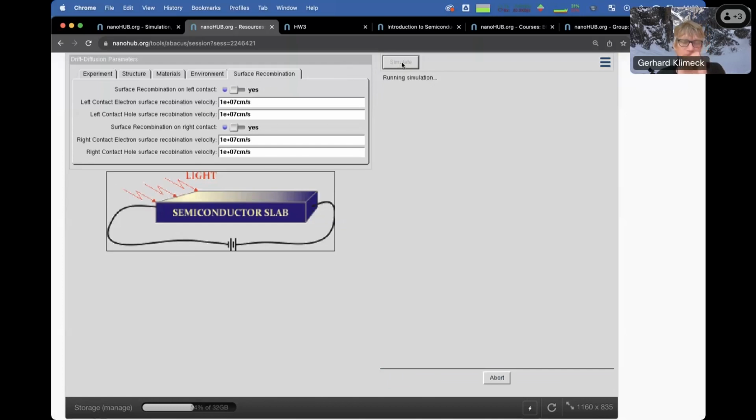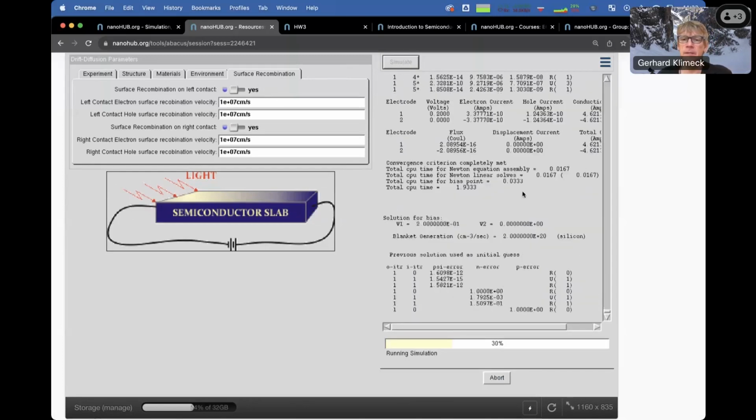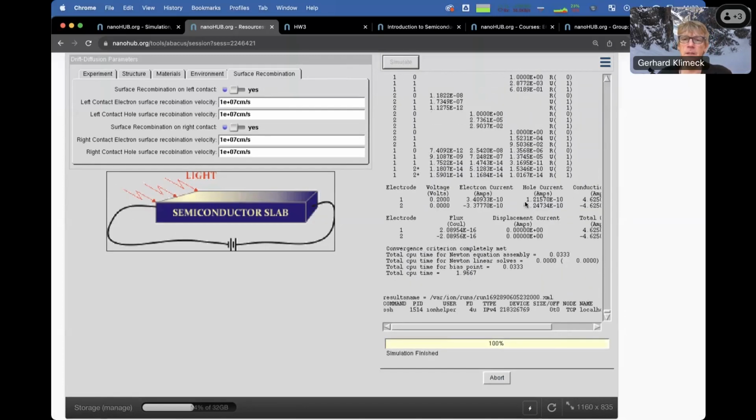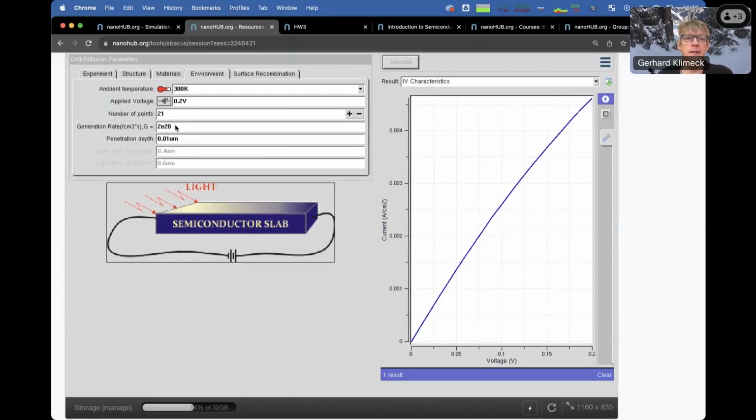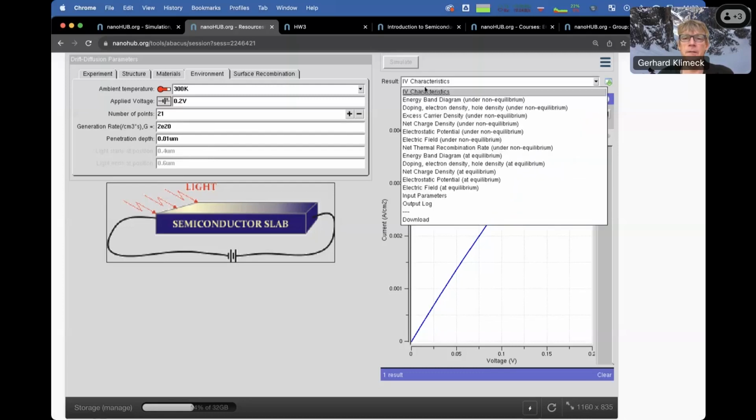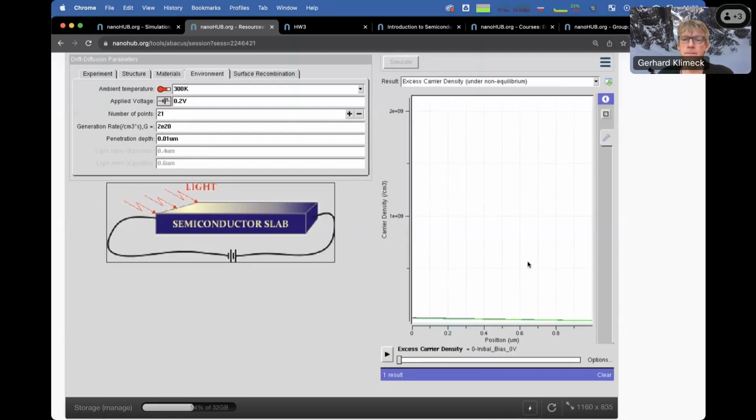And let's hit simulate. So I don't think I've run this. So this will run a full IV with light. Might take a little while longer, but not a whole lot. And here you have an IV curve. And as you crank up, you can play with cranking up the illumination. You'll get a higher current. What I like to do is look at the excess carrier densities.